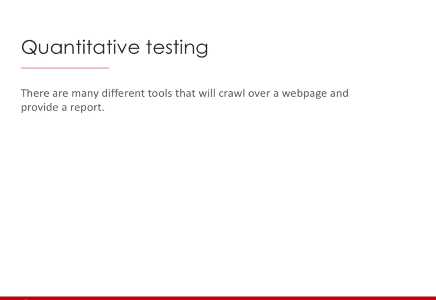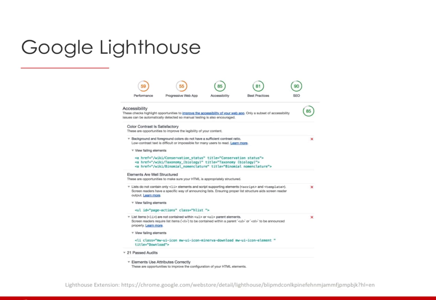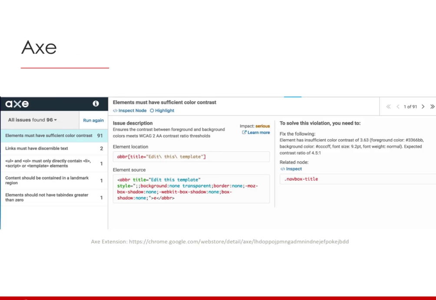So there are many different tools that will crawl over a web page and provide a report of how it measures up. So we'll show you a few of the most popular ones. Some of these tools were likely used to generate that audit on your site. The first one here is Google Lighthouse. It's a Chrome extension that will run many different audits on your site, including accessibility. And it'll provide information around any failing code and where that code exists in your page. Axe is another Chrome extension that specifically runs an accessibility audit and provides clear instructions for how to improve any violations.